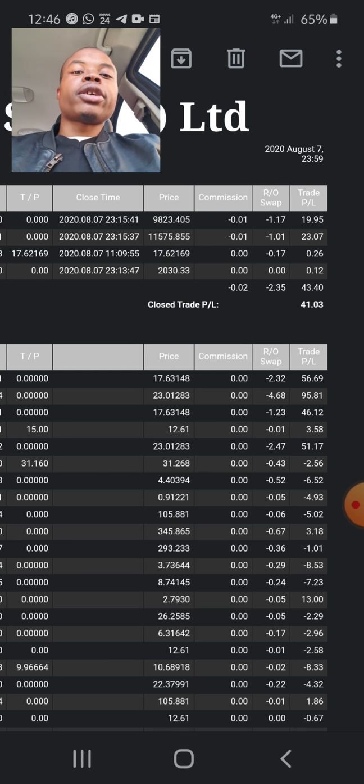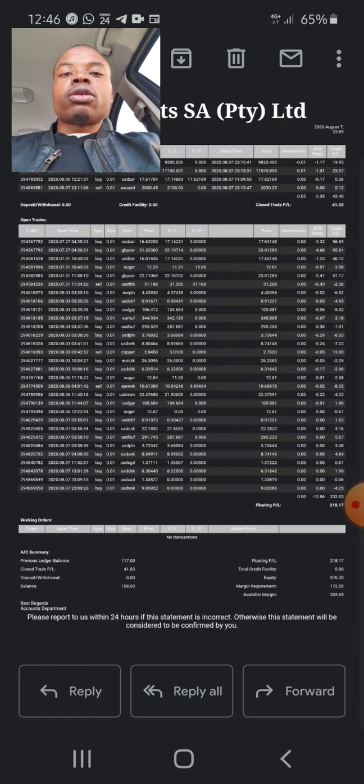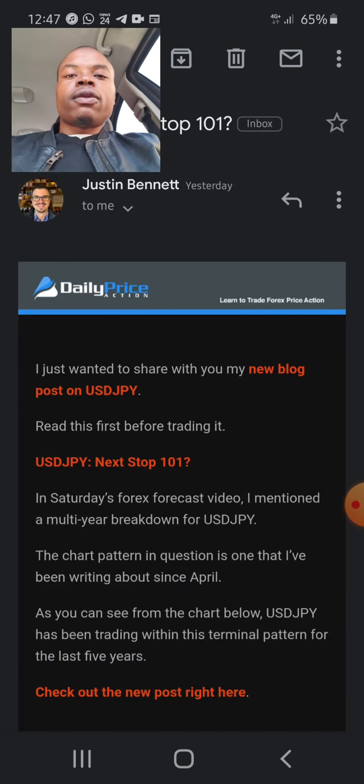So this was the closed trade that was $41. Yeah. So this is what it is, guys. Then we move on to the next one. Let me look for the next one. Where's the next one? This was Forex. Let me look for FXCM.